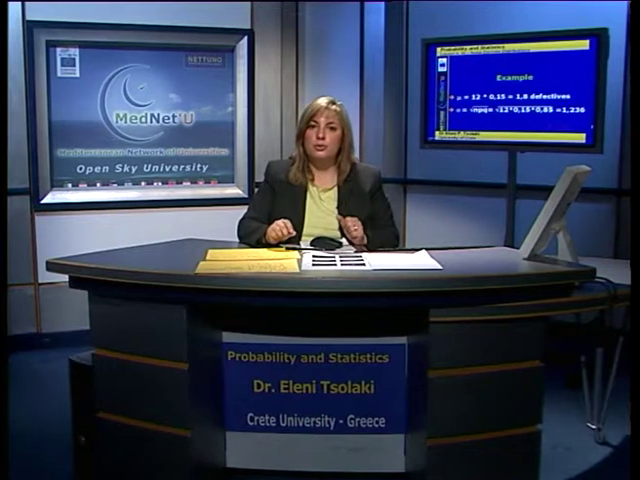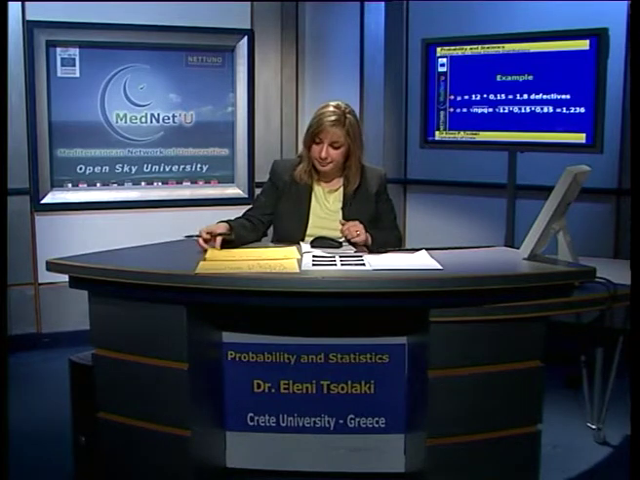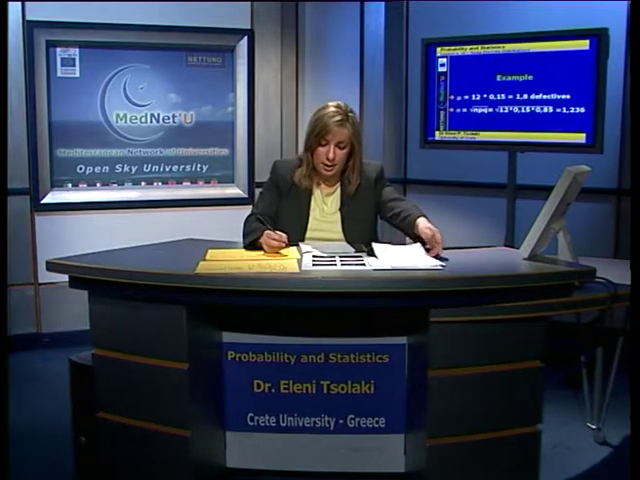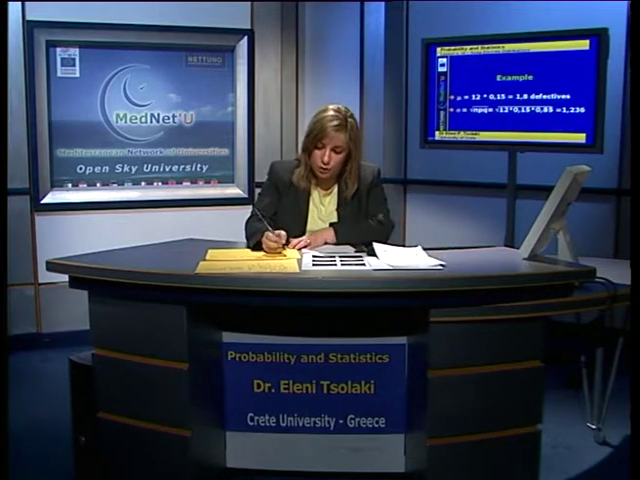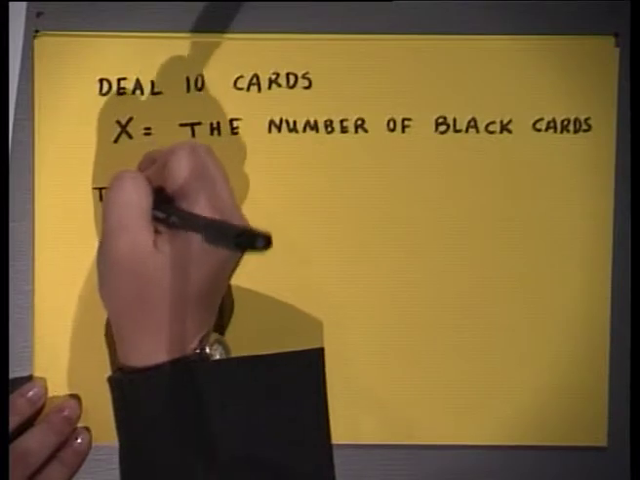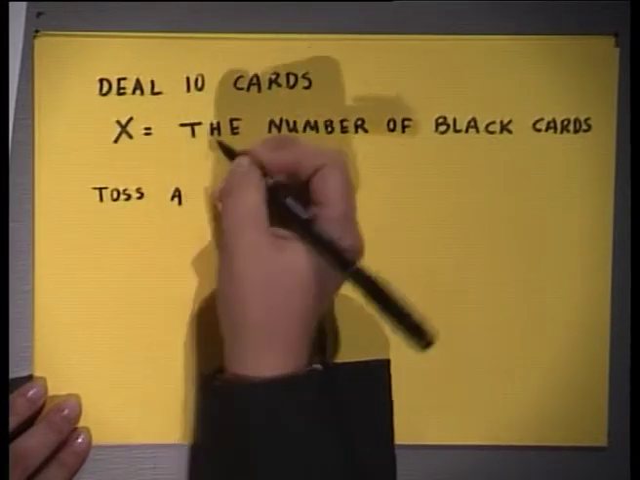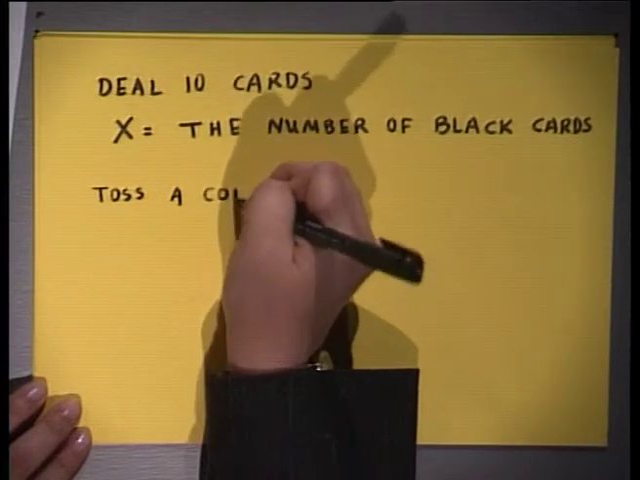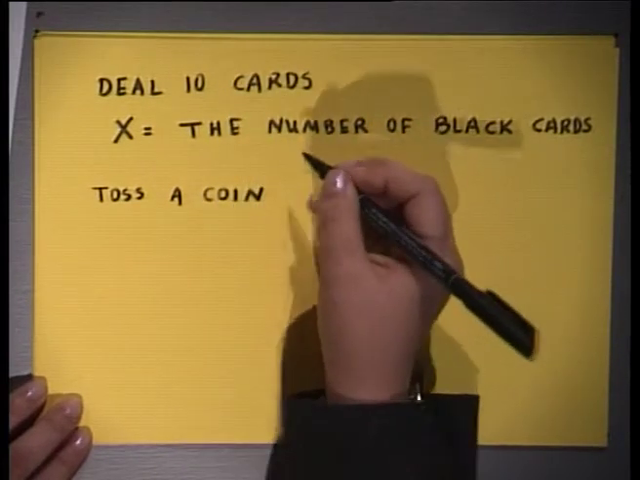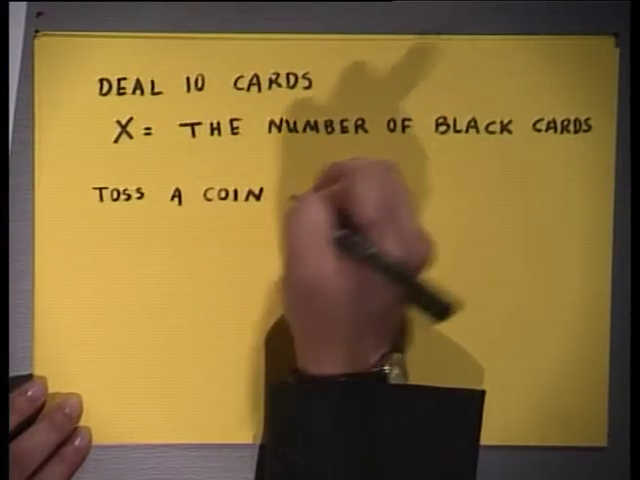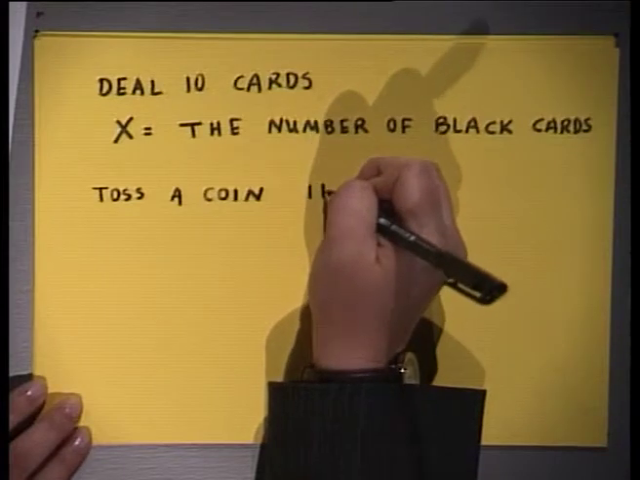Now we are going to calculate some probabilities for another example. We are going to work through an example for a binomial distribution. We toss a coin, as we said before, and this time we assume that it is not fair.